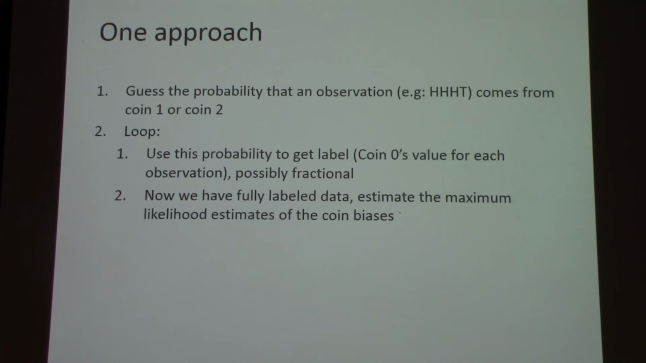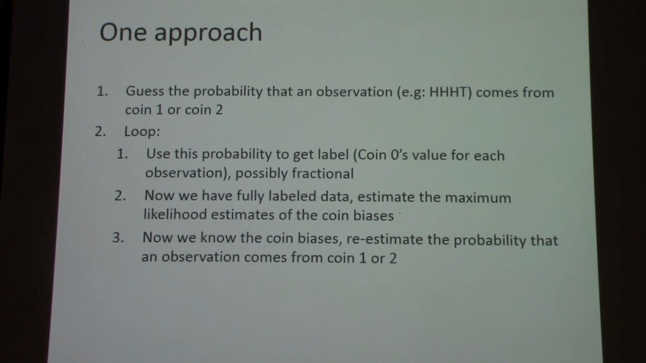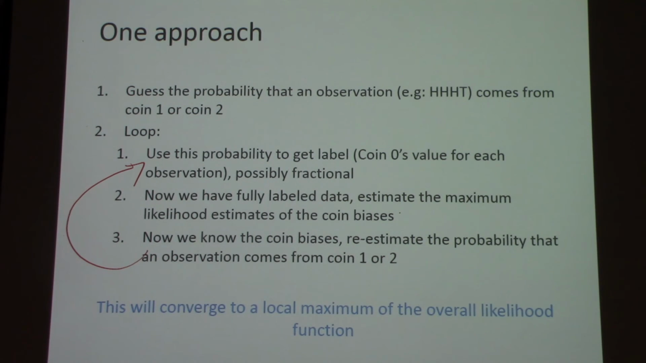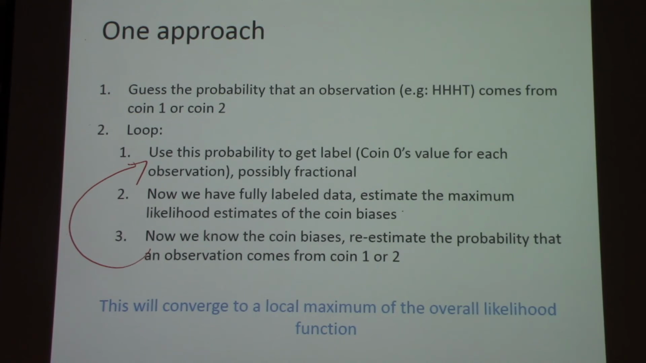But once you get that, you have fully labeled data. And with fully labeled data, you can use maximum likelihood to estimate the biases. Now you have the biases, meaning you have all the probabilities that you care about. You can use the probabilities to re-estimate which coin produced the sequence, and you keep looping. And the theory says this will converge to a local optimum of the overall likelihood function. We haven't seen which likelihood function, but we'll see that in a minute. But before getting into the details, are there questions about this general scheme?